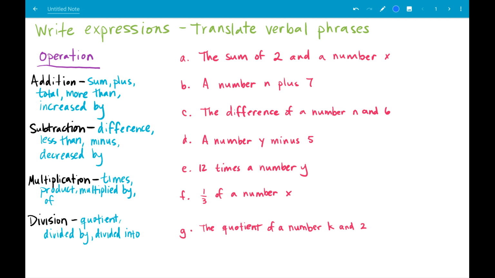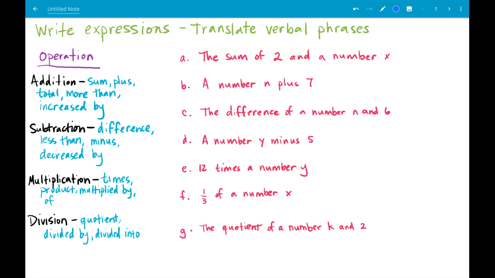In this video, we will be talking about how to write expressions and how to translate verbal phrases into those expressions. So we need to look for words that indicate mathematical operations. So for example, I have a list over here on the left.